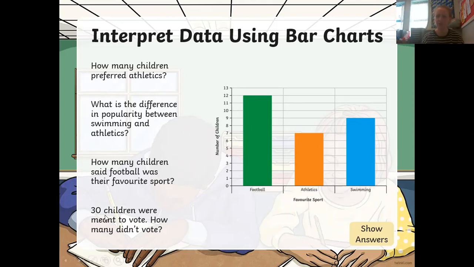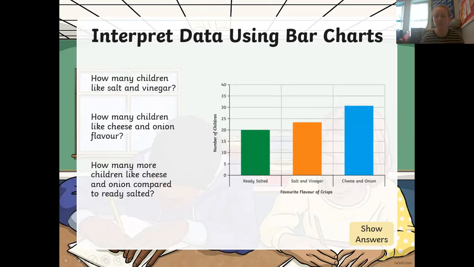to vote. So how many children didn't vote then? If there's 28 on here and 30 were meant to. Well done, 2 children didn't vote. So you can always check your information by adding them all up together to check that nobody was missed off. Well done. Here's another one here.